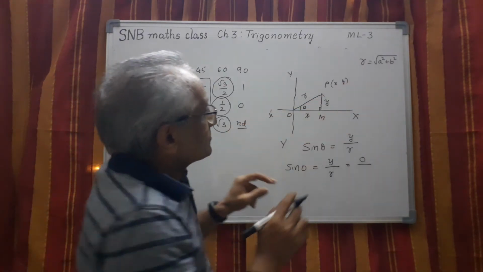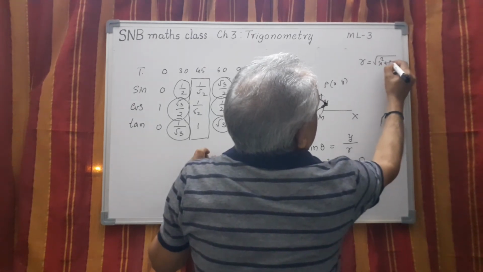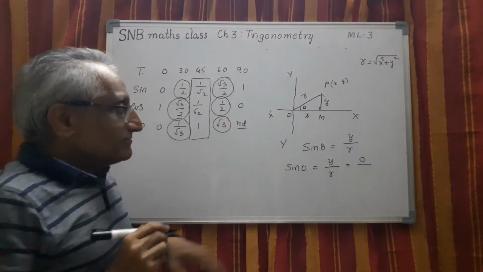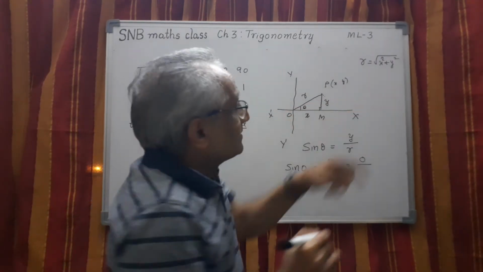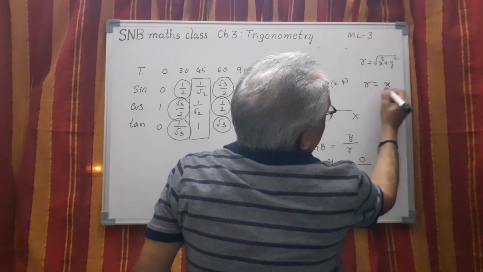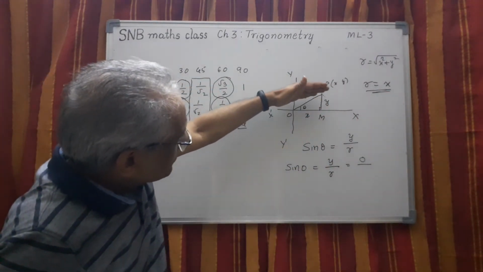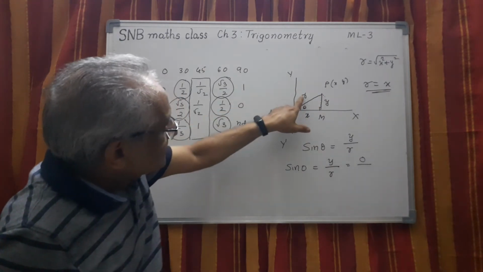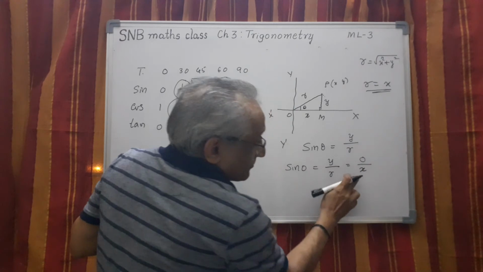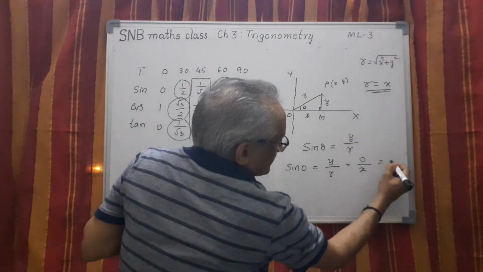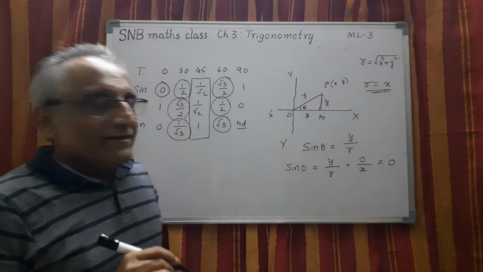Look here. Sorry, I made a mistake. Here it is r equals square root of x square plus y square. Now what was our assumption? y is 0. Substitute here y equal to 0. What happens? r will be equal to x. So when this coincides with x-axis, this r will be same as x. So this is x. This will not be 0, please note. So this is 0. So this is established logically.